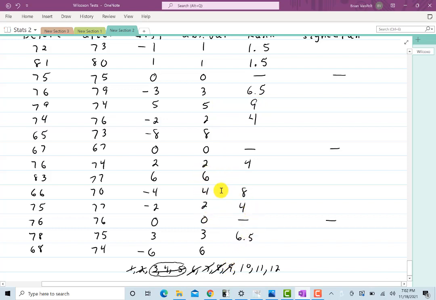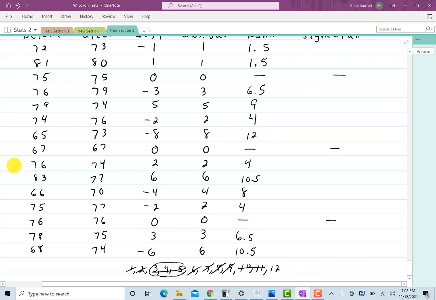I got 2 6s. So they've got to take the average between 10 and 11. The average of 10 and 11 is 10.5. So 10.5 here and 10.5 here. And then the 8 will get the 12th spot.